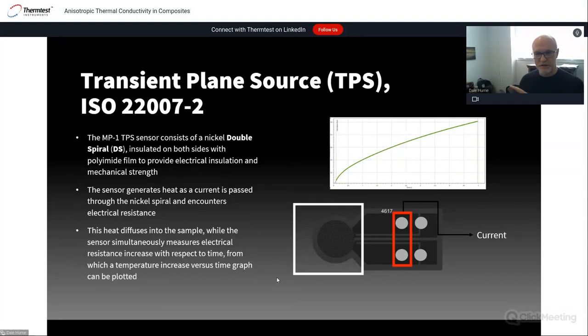When a measurement is made, a current is supplied to 2 electrical contacts. In the PowerPoint, you can see that as well as the video. These are 2 contacts. And then simultaneously, we're sensing electrical resistance.